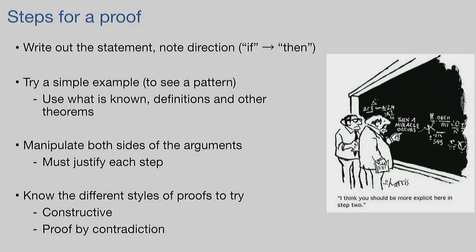Then you want to use what is known and also definitions of other theorems. So if you know something, then something follows. So you're going to use what's known in other theorems. And then you're going to manipulate both sides of the argument and justify every step that you're doing. It's important: you cannot just do steps without justifying them. And then eventually reach, for example, that they're the same, or that they're different.